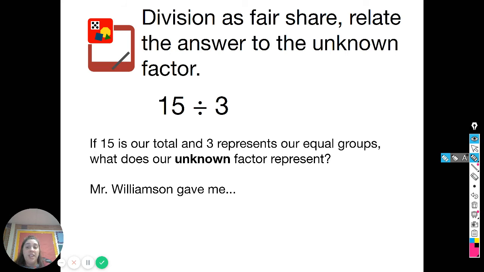Okay, so if 15 is our total and 3 represents our equal groups, what does our unknown factor represent? Go ahead and erase your question mark and put in your answer there. So you have 15 divided by 3, and if that's not what you had, go ahead and change it so it's correct. And then put in the answer. We had 15 markers. We broke it into 3 groups. How many ended up in each group? That'll be our answer. Go ahead and write that and hold it up.